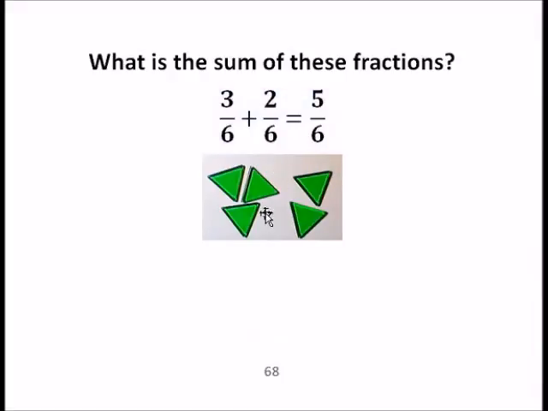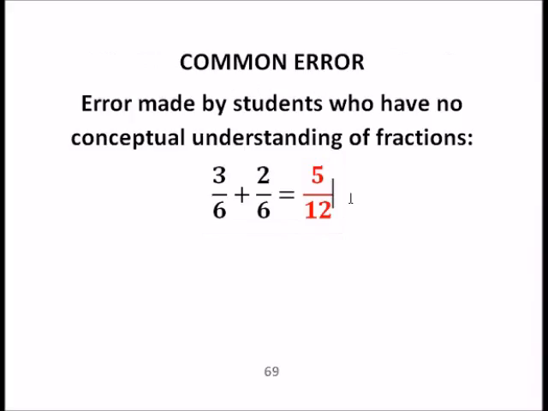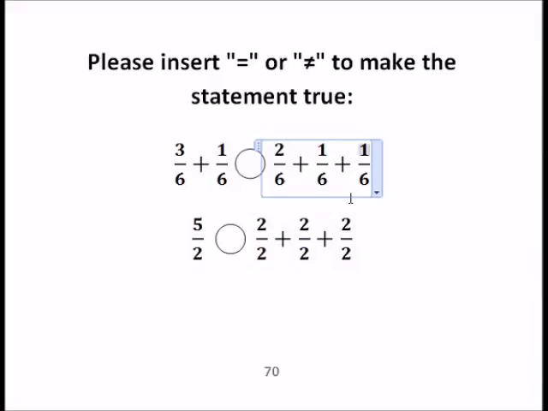And there's no way that these green blocks changed size. Right, so 3/6 plus 2/6 will be 5/6. So this type of common error is avoided. When you see students doing this error, you know they have no idea what they are doing.